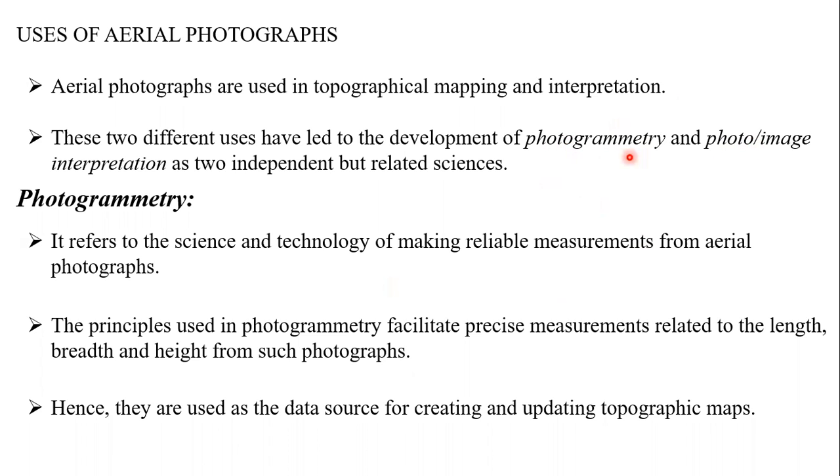So photogrammetry is the science of technology of making reliable measurements from aerial photography, and the principles are related to precise measures of the length, breadth and height in such photographs. Generally, photogrammetry not only takes the photograph, it also gives the length of that particular area, and the breadth and height also. So this photogrammetry will give some idea about all this. Hence, they are used as the data source for creating and updating topographic maps.